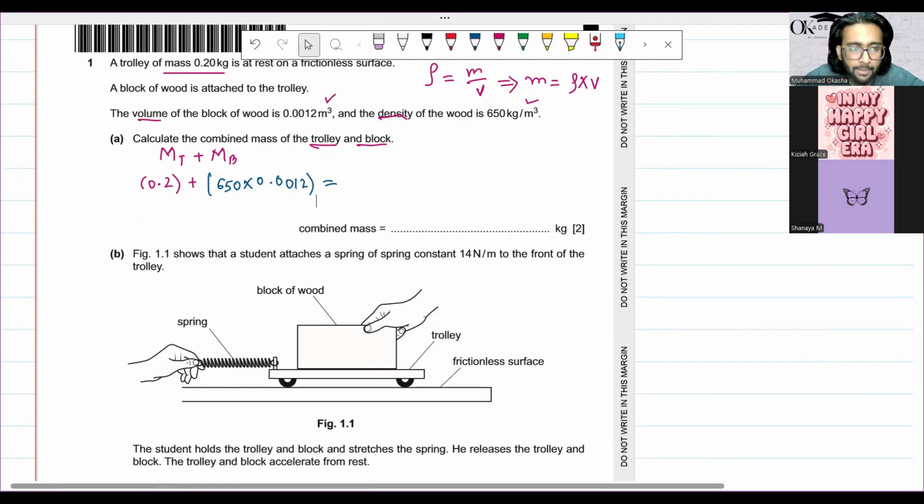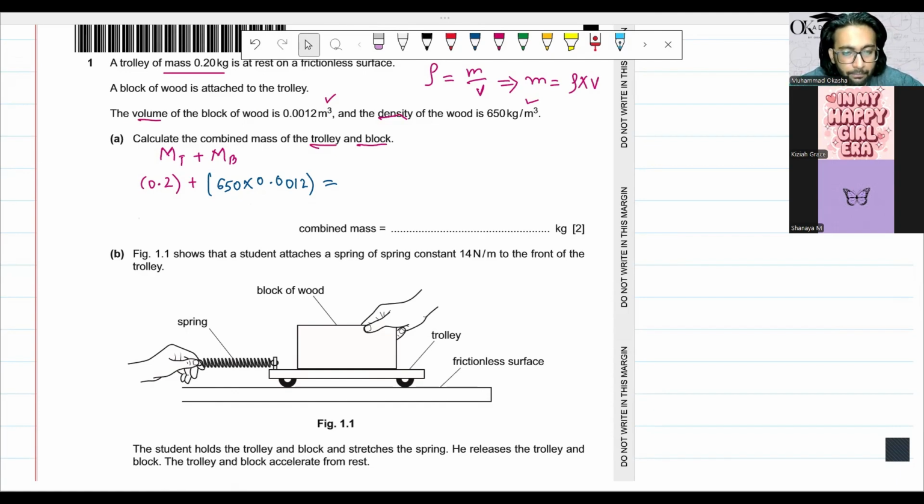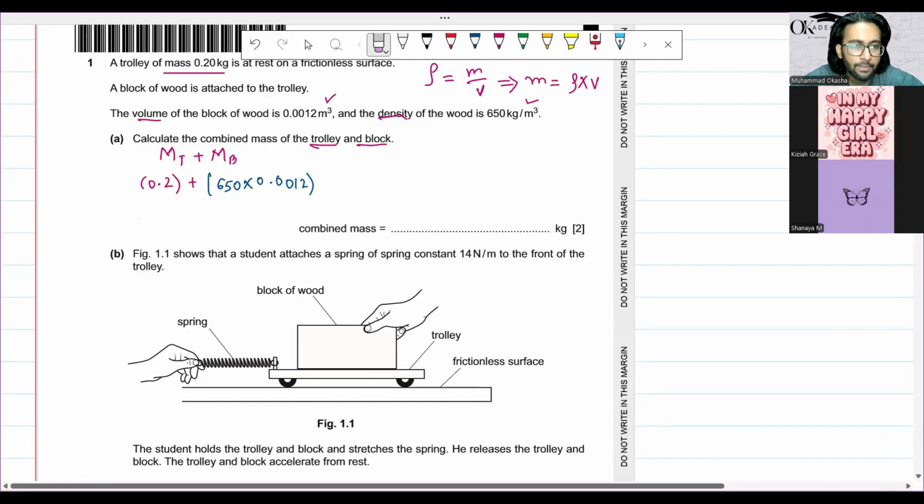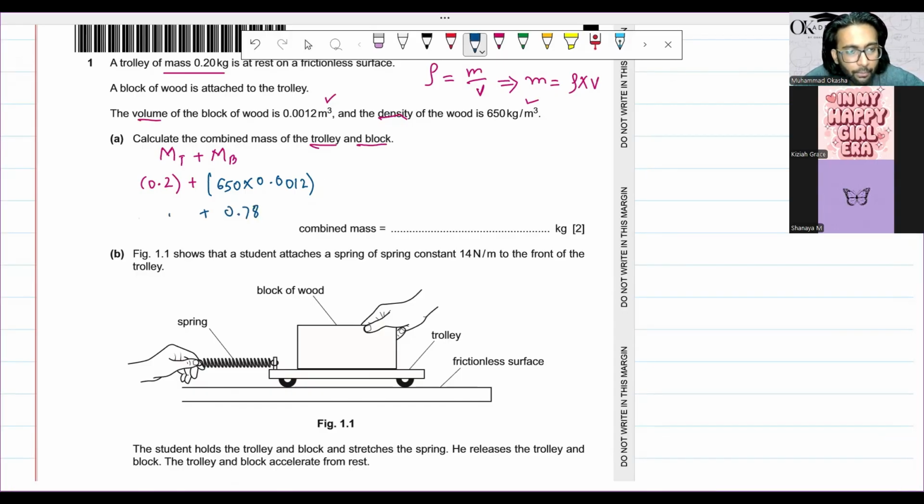If I do the math on this one, I'll get my mass. Can you real quick do the math and tell me? 0.78. I think you should get 0.78. Yes, sir. 0.78 plus 0.2, so it will be altogether 0.98. Yes, sir. All right.